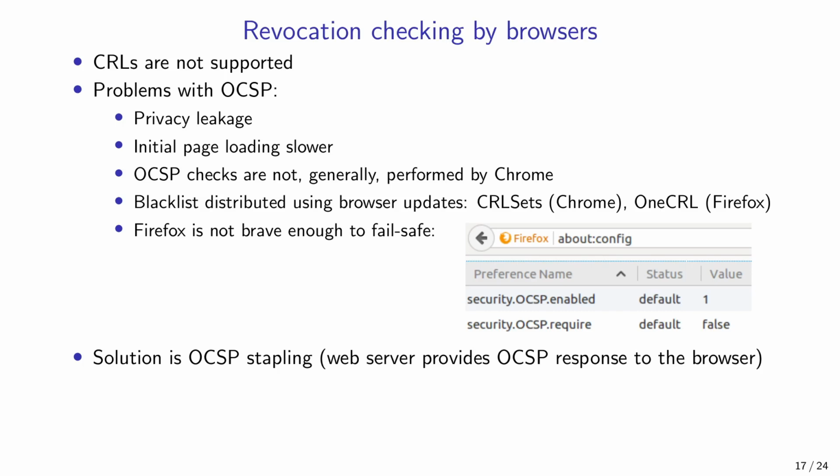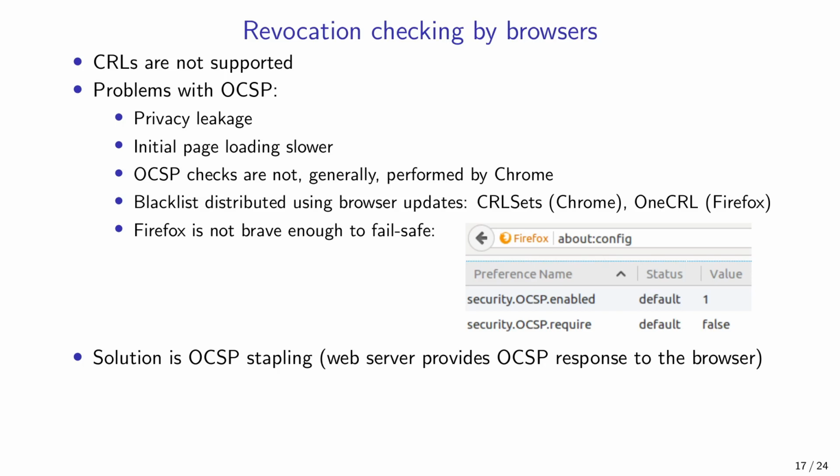So when the browser connects to the server, the server will provide not only its certificate, but also a fresh OCSP response. This way, it becomes the server's duty to regularly contact the OCSP server and obtain fresh OCSP responses. And this solves several problems. There is no privacy leakage because the client never contacts the OCSP server directly, and it also saves bandwidth because only the web server contacts the OCSP server and not the million clients who are connecting to the web server.